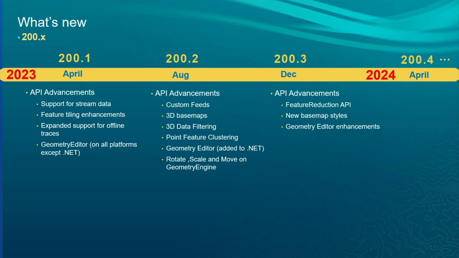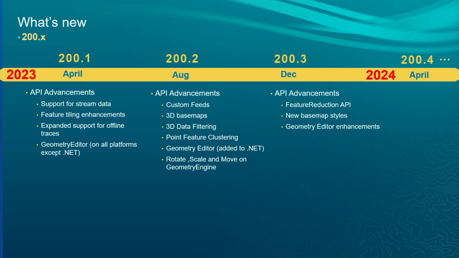All right. So it's been a year and we have released 3 patches. So what's new in 200? Here is a glimpse of all the new API advancements that have been released in each minor version that was released in different months.